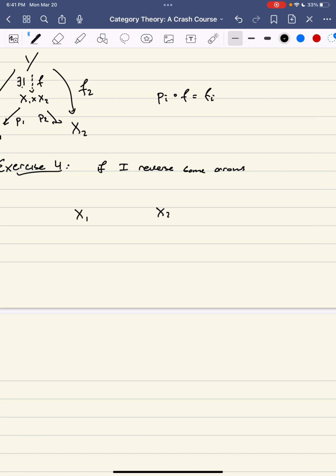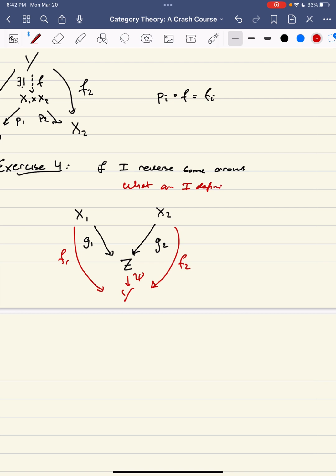So I've got x1 and x2 here, and I've got maps into some space Z, which I'll call, now I'll call these G2 and G1. So if I have some other space, let's say Y, with F2, F1, and morphisms look like this. What is special about this category? What object am I defining? I'm looking at this category of diagrams. Does this thing have a terminal object or initial object? And if so, what does it represent? What kind of classical object is it?